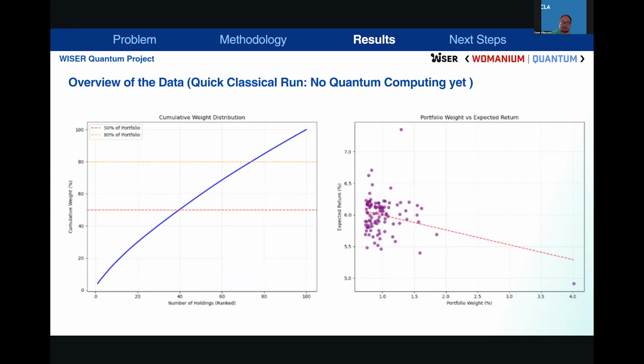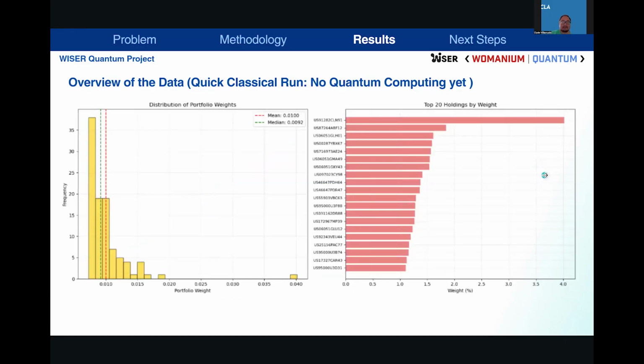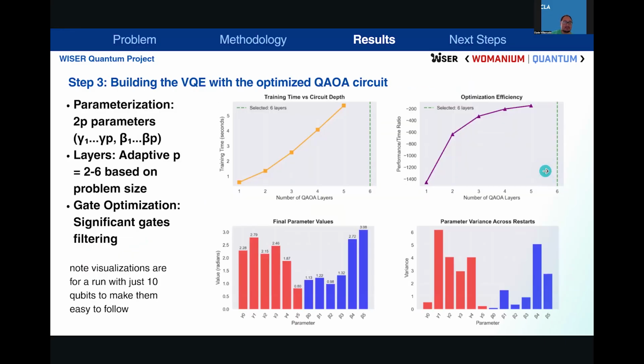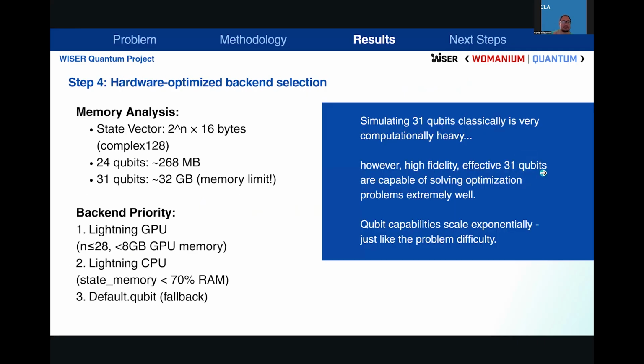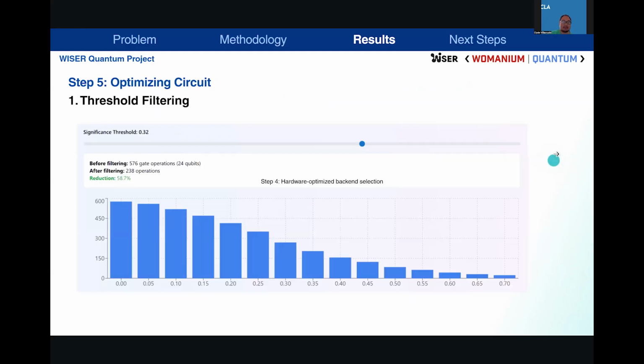As you can see on the right-hand side, all the expected returns are around 5.3 to 6.8 of all the data. And then another example. For this one, we'll build the VQA with the optimized QA circuit. We chose adaptive layers of 2 to 6 because of the problem size. More than that, it's going to be bad optimization. This is just more information about our backend, and simulating 31 qubits is of course very computationally heavy. And then more examples.